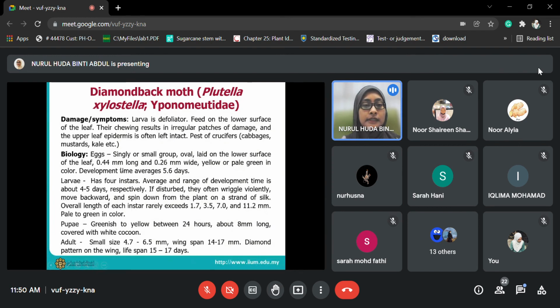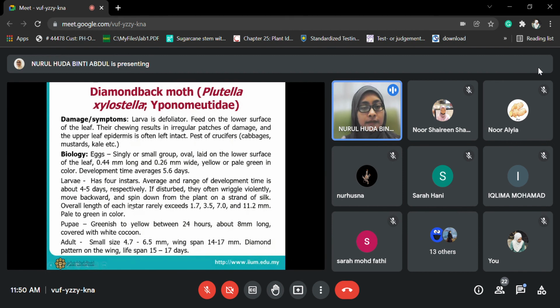And for the biology, eggs are usually laid singly or in small groups. Small group means around 3 to 5, not one big batch. And usually laid on the lower surface of the leaf, meaning the underside of the leaf. Development time averages 5 to 6 days. This one is 5 to 6 days, not point. Okay, the larvae has 4 instars, around 4 to 5 days as well, and is pale to green in color.